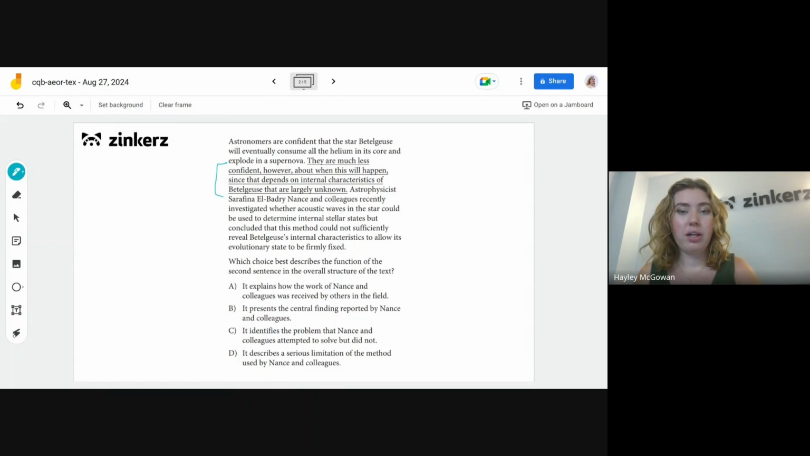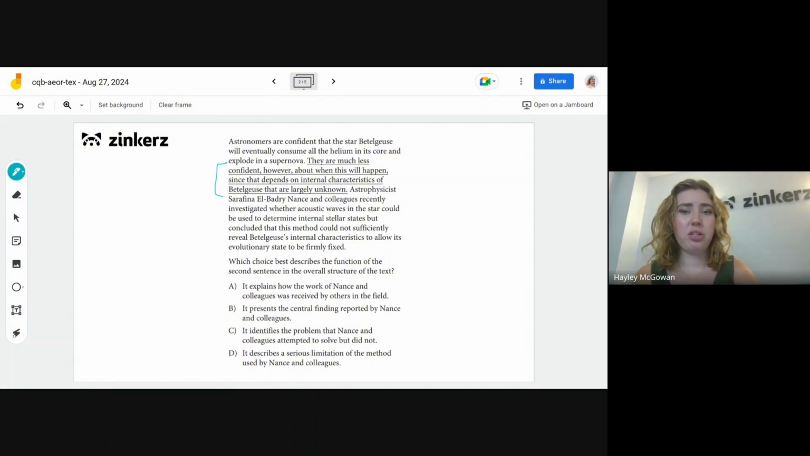The astronomers are confident that the star Betelgeuse will eventually consume all the helium in its core and explode in a supernova. This astrophysicist and colleagues recently investigated whether acoustic waves in the star could be used to determine internal stellar states, but concluded that this method could not sufficiently reveal Betelgeuse's internal characteristics to allow its evolutionary state to be firmly fixed. All right, so pausing for a sec.